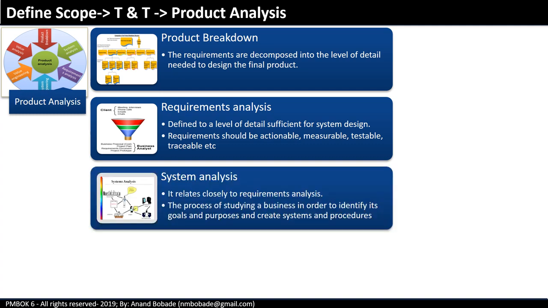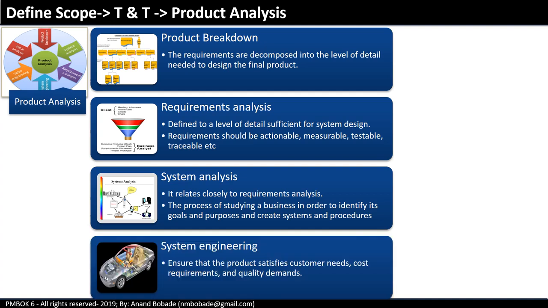System analysis. It relates closely to requirements analysis. It is the process of studying a business in order to identify its goal and purpose and create systems and procedures to match that. System engineering. It ensures that the product satisfies customer needs, cost requirements, and quality demands. It is the process of balancing constraints like cost, quality, scope to get the best possible product.